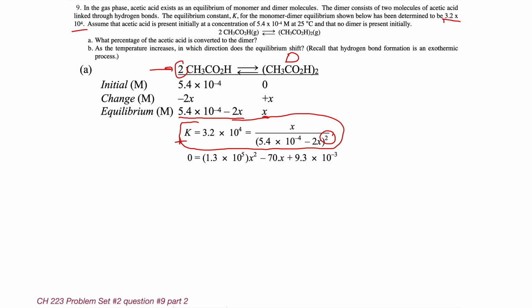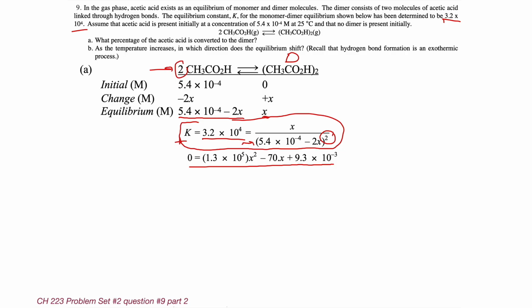So if you wish to do this, and I encourage you to if you're interested, you need to break apart the 5.4 times 10 to the minus 4 minus 2x squared. So you go minus 2x times minus 2x is 4x squared, and then you've got minus 2x times 5.4 times 10 to the minus 4, and 2 of those, and you've got 5.4 times 10 to the minus 4 times itself. But on top of that, you multiply it by 3.2 times 10 to the 4th. And you'll have a big messy thing. All of that equals X. You need to subtract an X from both sides, and you end up with this thing right here.